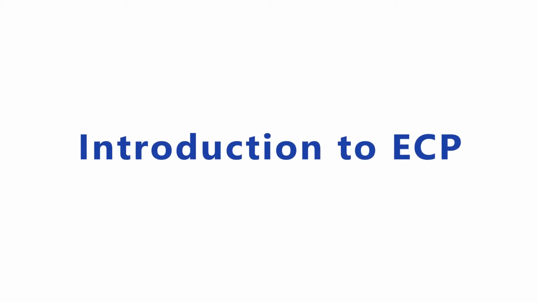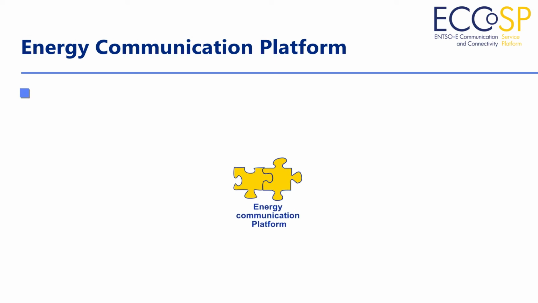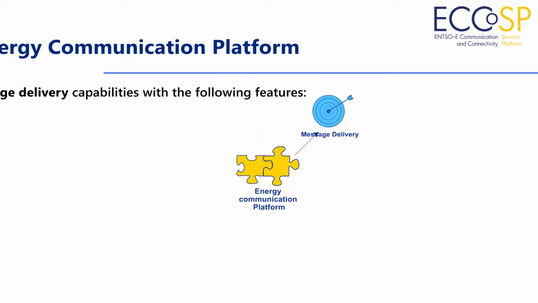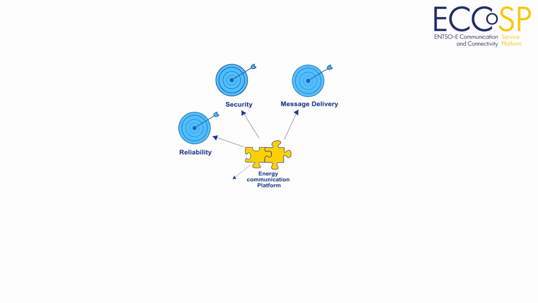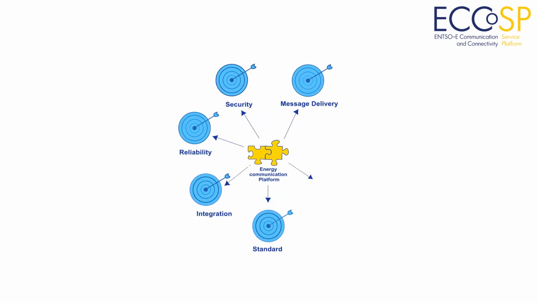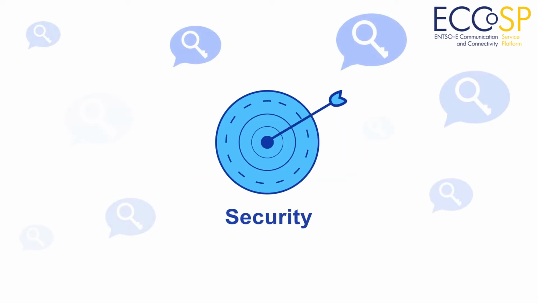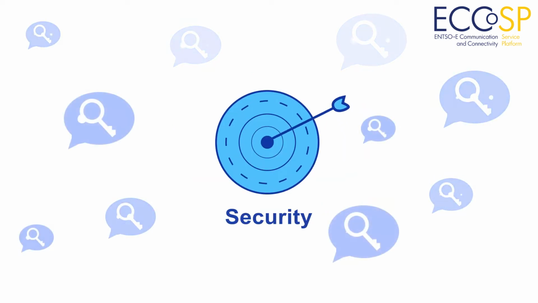Introduction to ECP. The purpose of Energy Communication Platform is to provide message delivery capabilities with additional key features such as security, reliability, integration, standard, transparency, portability. Security. All messages are transported encrypted.